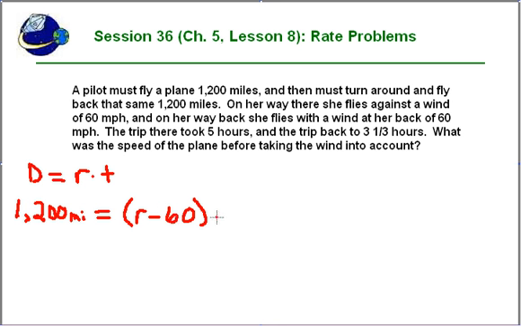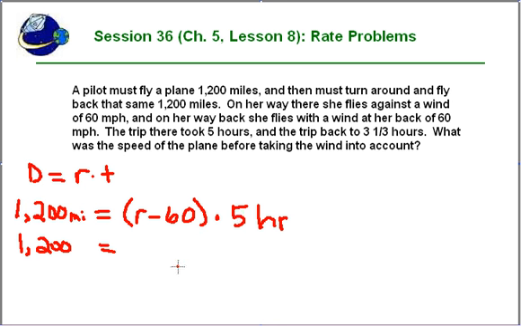And then we're going to take that and multiply it times our time. Well, what was our time flying there? Our time flying there is 5 hours. Now we can solve this algebraically. We still have our 1,200 here. And now what we're going to do is take our 5 here and distribute it through by using the distributive property.